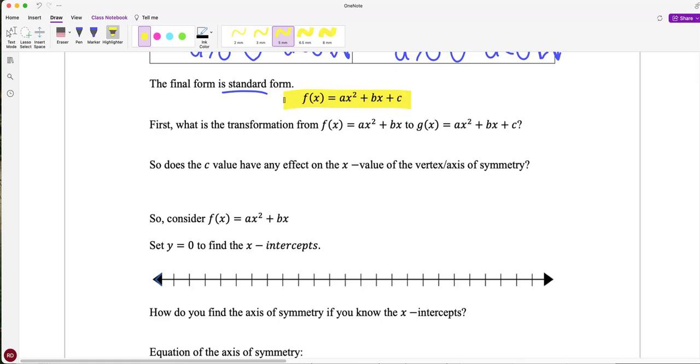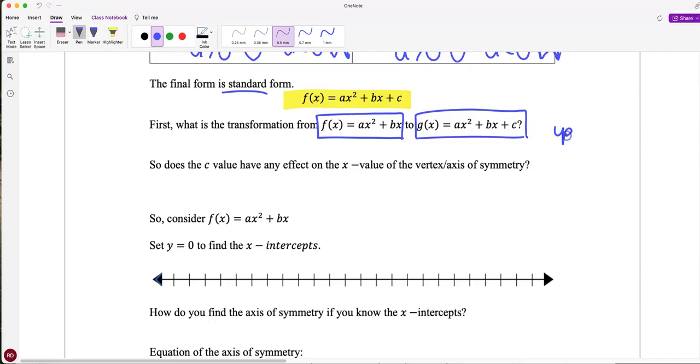So if I look at this, think about it first. What would be the transformation that would take this function and turn it into this function? Ax squared plus bx, and then ax squared plus bx plus c. The only difference is that plus c. So what would happen here is it just moves up or down the value of c. Remember, with any function, if I add 5, it goes up 5. Subtract 5, it goes down 5. So I look at the graph, that's what's going to happen there.